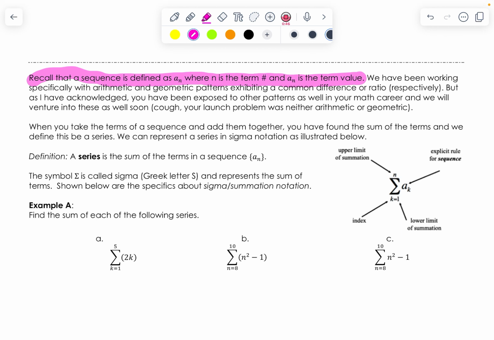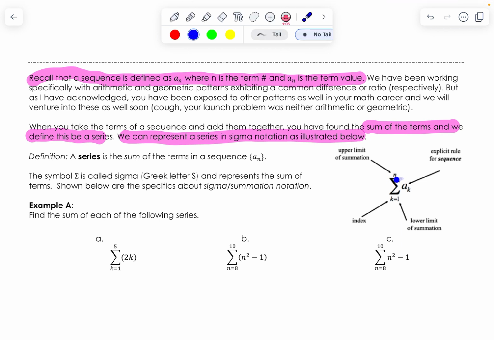When you take the terms of a sequence and add them together, the sum is referred to as a series, and we can use something called sigma notation. So this is the sigma right here. To the right side, you have the index, which is a letter, usually k or i or j. And then you have the lower limit of the summation and the upper limit. And then A sub k is going to be that explicit rule for the sequence.